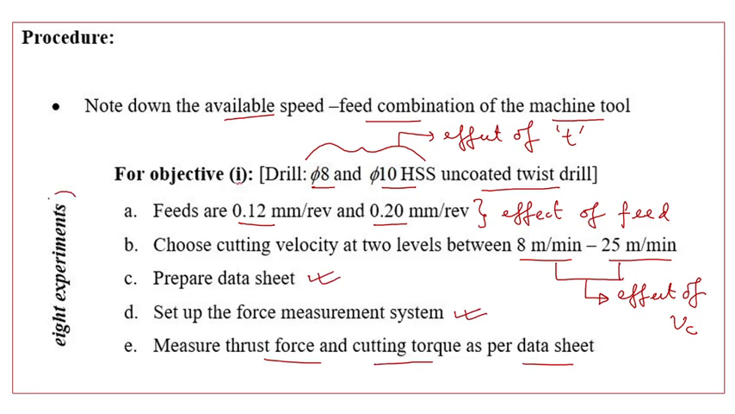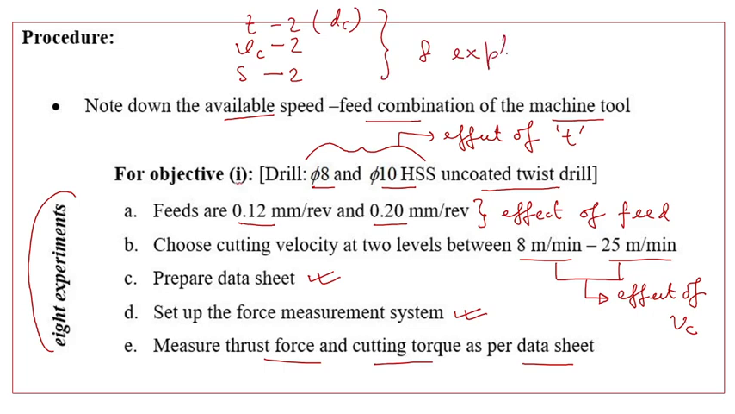You have to do 8 experiments. Why you have to do 8 experiments? Because there are 2 VCs, there are 2 feeds, there are 2 kinds of depth of cuts, and so you would have to carry out 8 experiments.